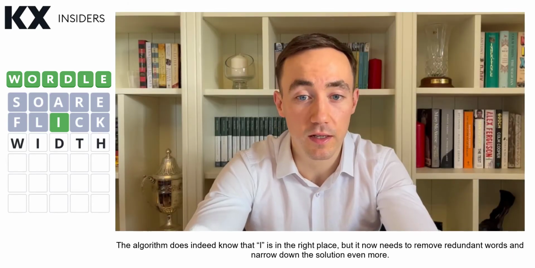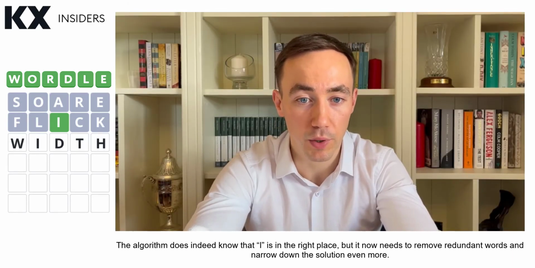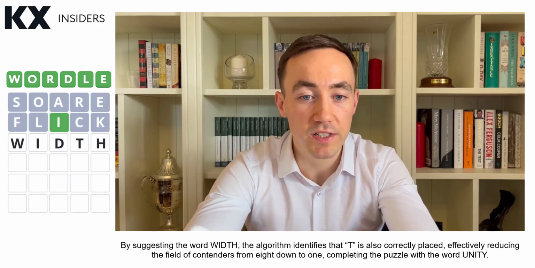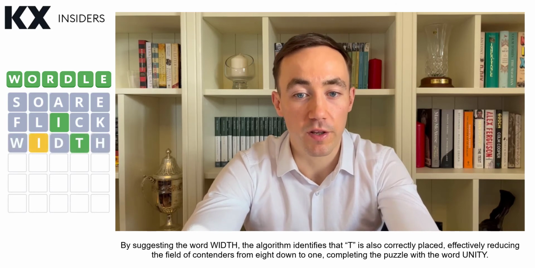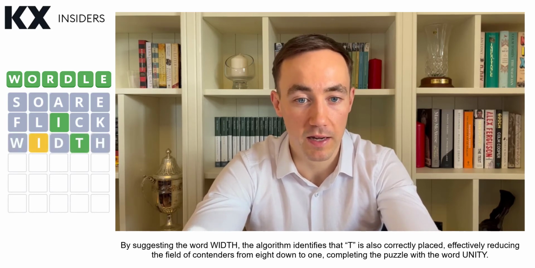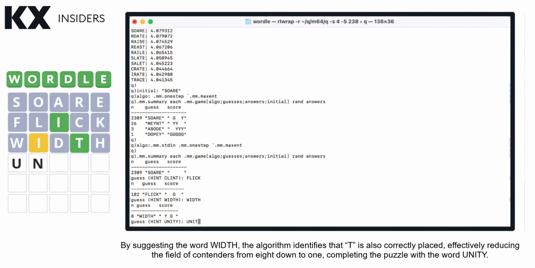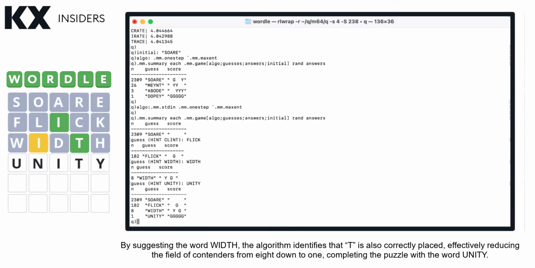The algorithm does indeed know that I is in the right place, but it now needs to remove redundant words and narrow down the solution even more. To do this, it wants to determine the letters W, D, T and H are present in the final answer. By suggesting the word width, the algorithm identifies that T is also correctly placed, effectively reducing the field of contenders from 8 down to 1, completing the puzzle with the word unity.